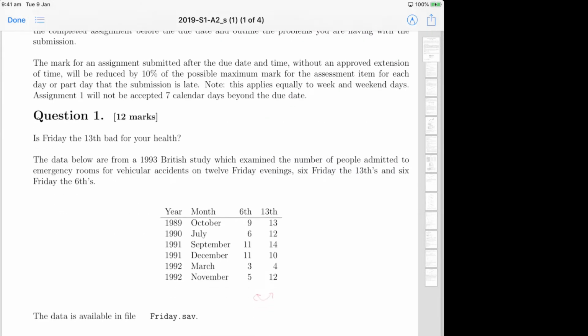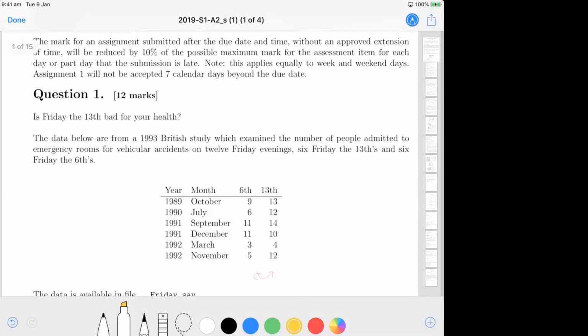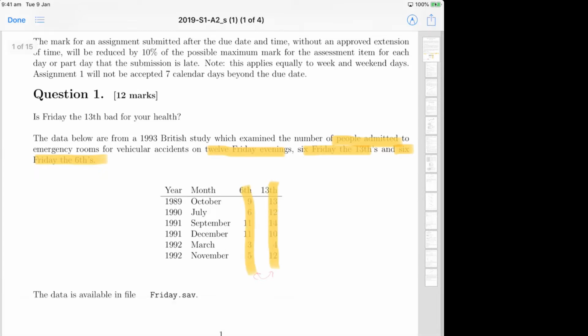The first question is asking us, is Friday the 13th bad for your health? The data below are from a 1993 British study which examined the number of people admitted to emergency room for vehicular accidents on 12 Friday evenings, 6 Friday the 6th and 6 Friday the 13th. So here we've got the data, the 6th and 13th of each month.